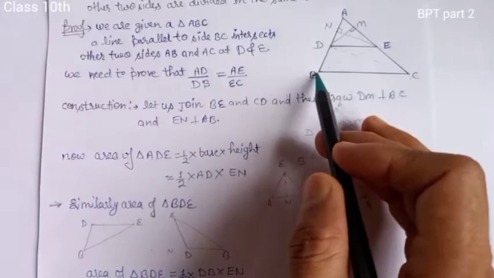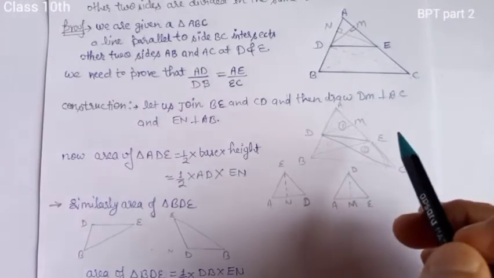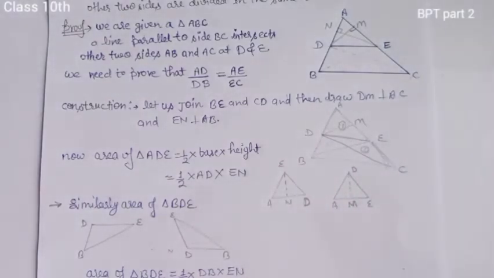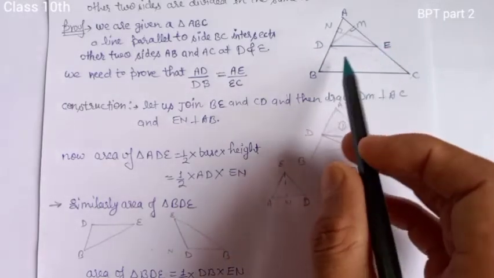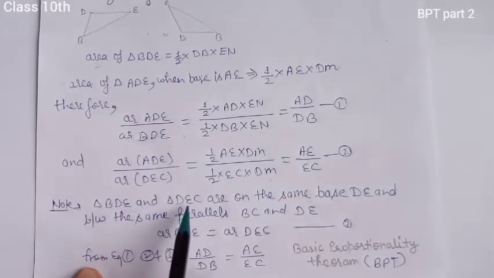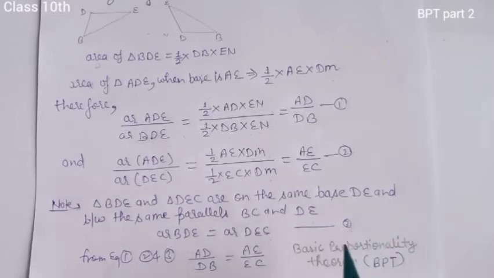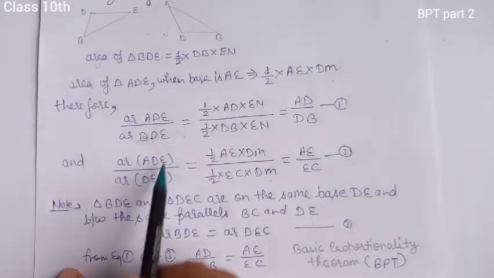So triangle BDE and triangle DEC are both on the same base and between the same parallels. You already studied in previous class 9th that if two triangles are on the same base and between the same parallels, their areas are equal. Hence area of BDE is equal to area of DEC. Triangles BDE and DEC are on the same base DE and between the same parallels BC and DE. So area of BDE is equal to area of DEC. It is equation 3.